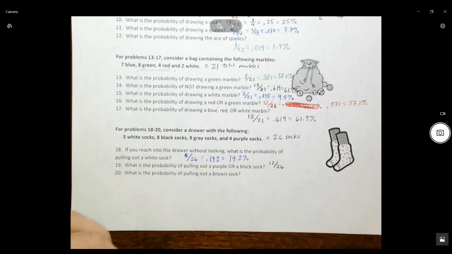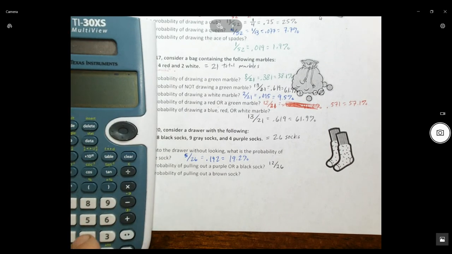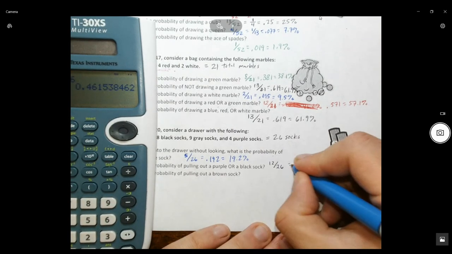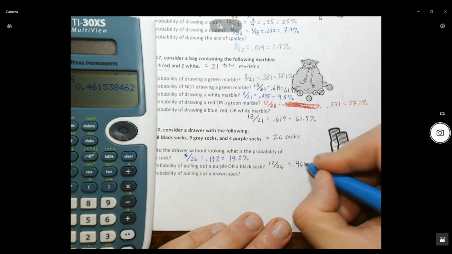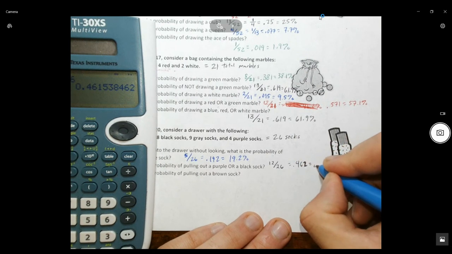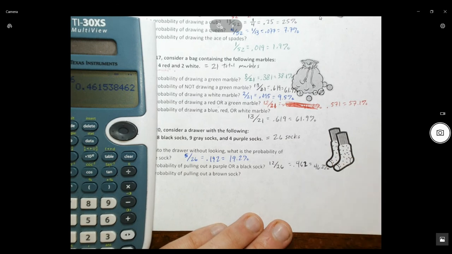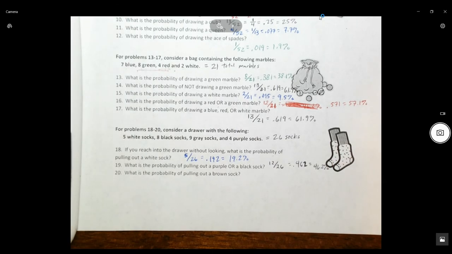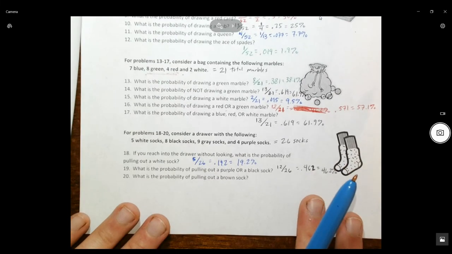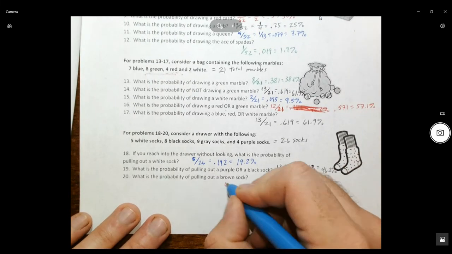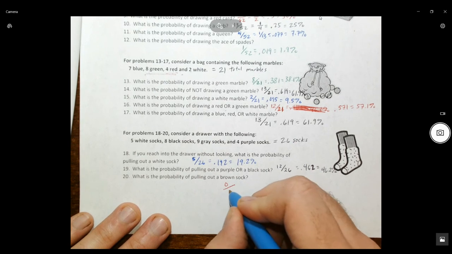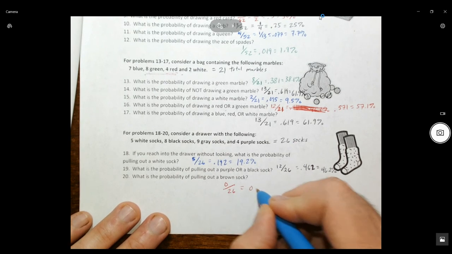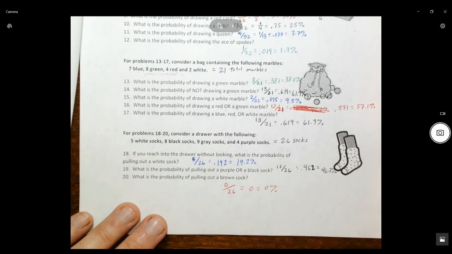All right, this is our 12 out of 26 chance, which you can simplify to be 0.462, which is 46.2%. Okay, last one, probability of pulling out a brown sock. Well, if you come up here, there are no brown socks. Whoops. So there are no brown socks. So that means we have a 0% chance or 0 out of 26 chance of getting a brown sock.